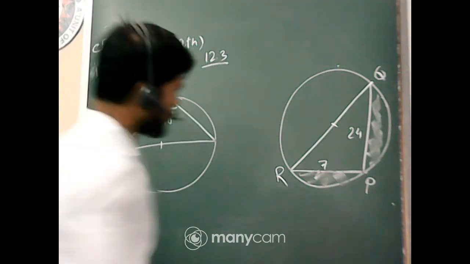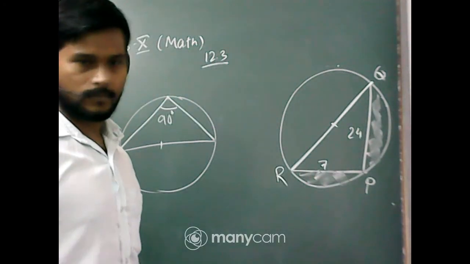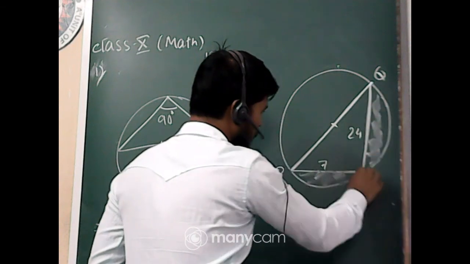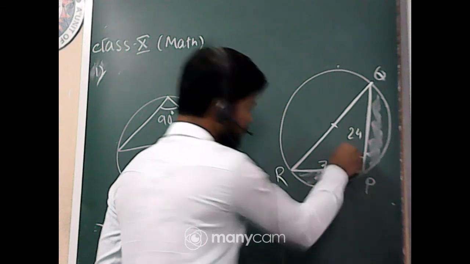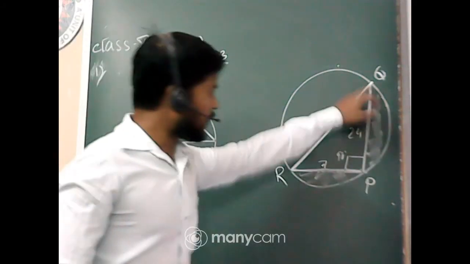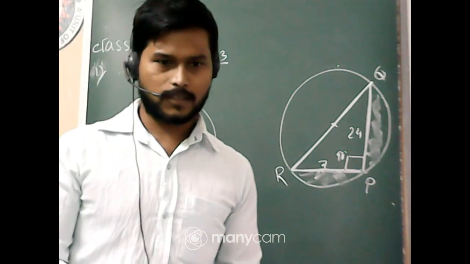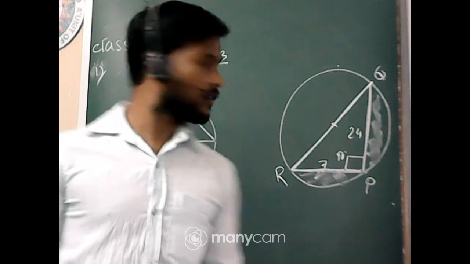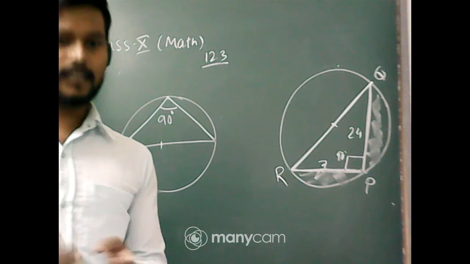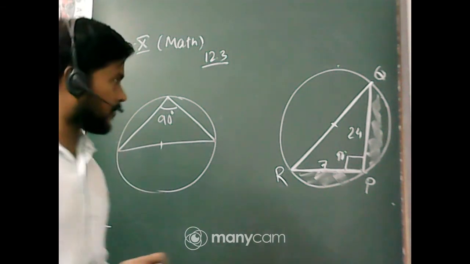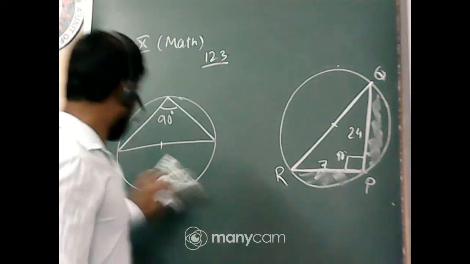Now look, what is this? This is the diameter. So this is a semicircular angle, so the measurement of this angle is 90 degree. That means triangle PQR will be a right angle triangle, isn't it? If one angle of a triangle is equal to 90 degree, then we call the triangle a right angle triangle. And we know that if a triangle is a right angle triangle, then we can apply which formula?